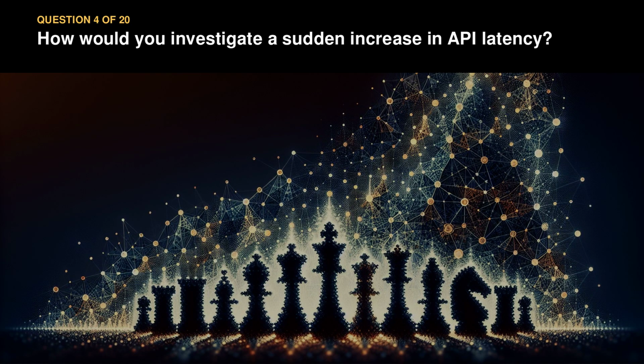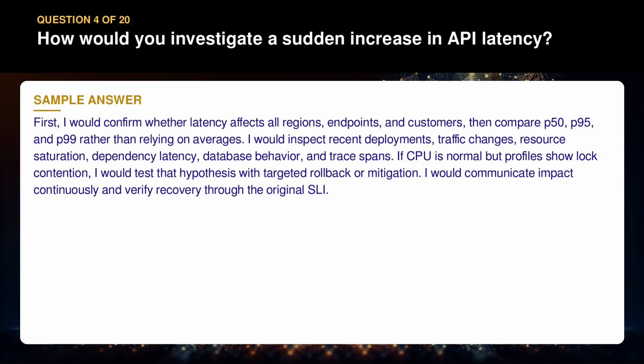Question 4. How would you investigate a sudden increase in API latency? First, I would confirm whether latency affects all regions, endpoints, and customers, then compare P50, P95, and P99 rather than relying on averages. I would inspect recent deployments, traffic changes, resource saturation, dependency latency, database behavior, and trace spans.